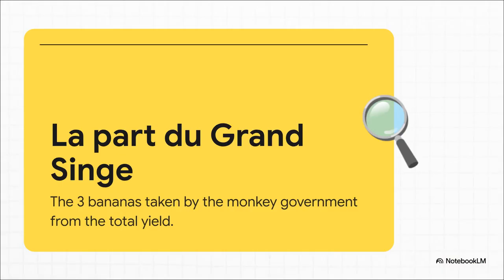So the crucial point is understanding this concept right here, la part du grand singe, or, translated, the great ape's share. Basically, the monkey government steps in and extracts exactly 3/5 of those bananas from your total yield. Boom, they're gone. Your completely isolated effort now officially intersects with the systemic rules of jungle society. It's a predefined cut taken by a governing body.